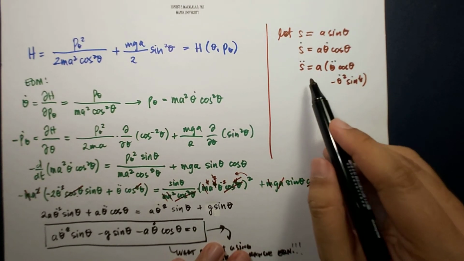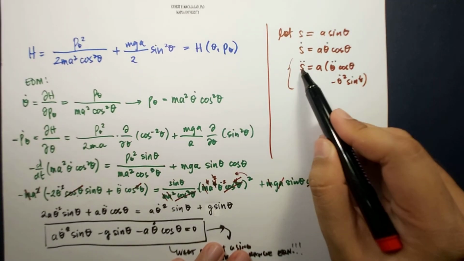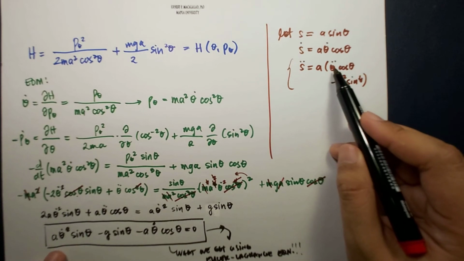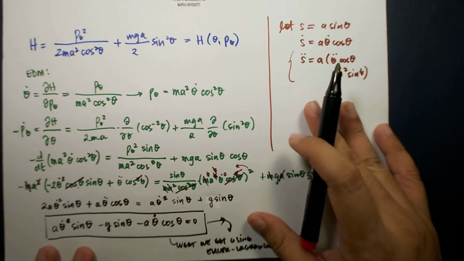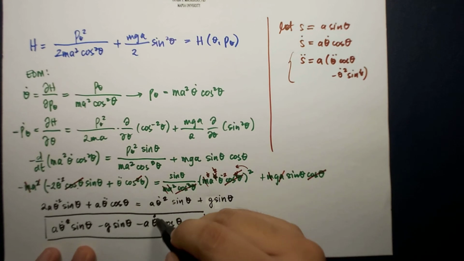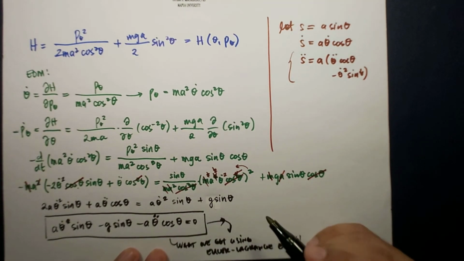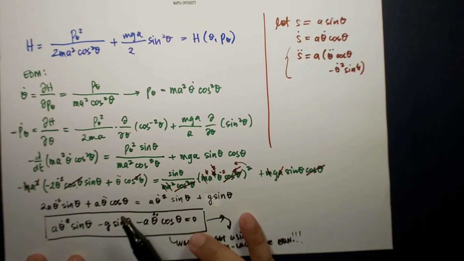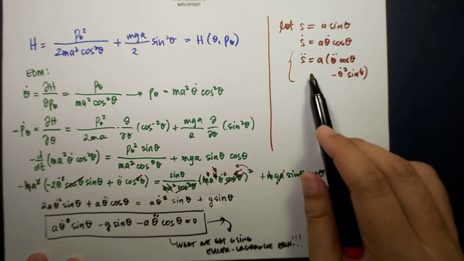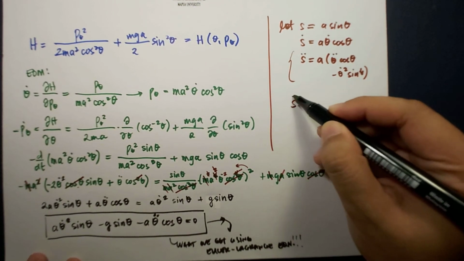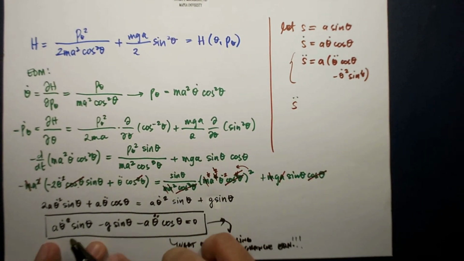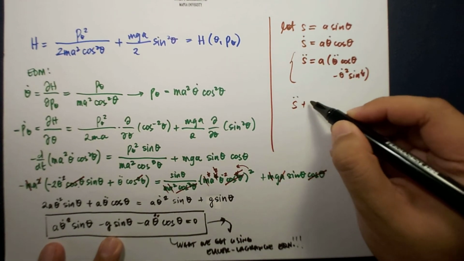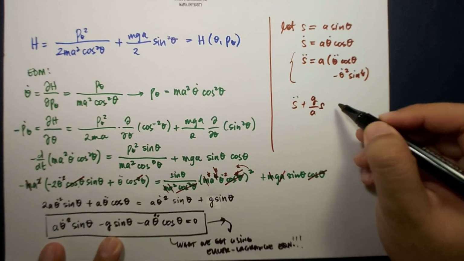And what is this? Here this should be theta double dot. Sorry about that. So this one and this one would be s double dot, and then that's g over a sine theta. So this is plus g over a s equals 0.